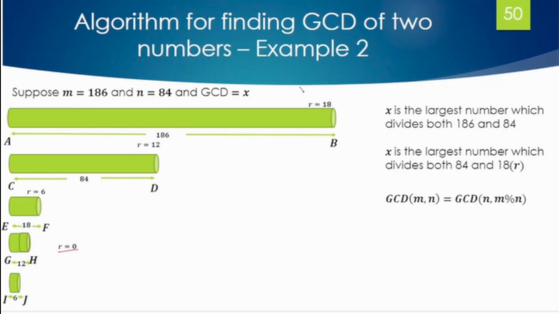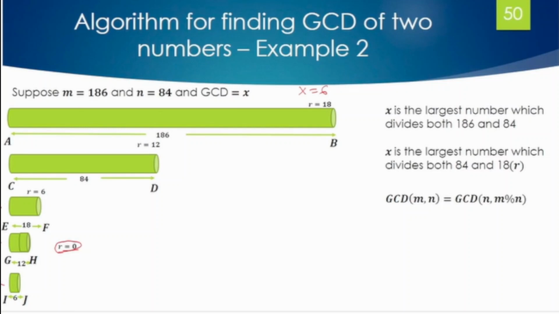So the value of X equals 6 here, right? Because the moment you get a 0 remainder, that time the divisor will be treated as the GCD of those two numbers. So now go back the reverse way. Now we receive that X equals 6, which means 6 is the GCD of these two numbers.